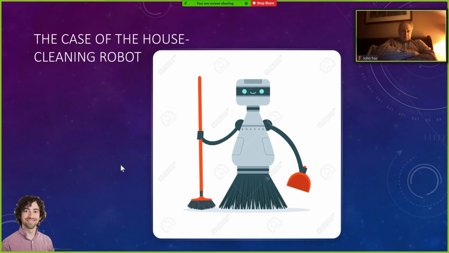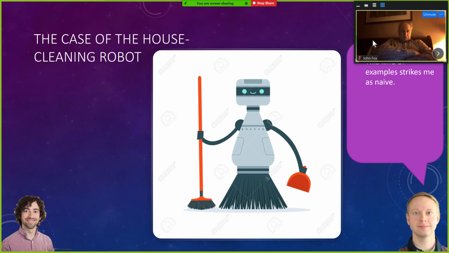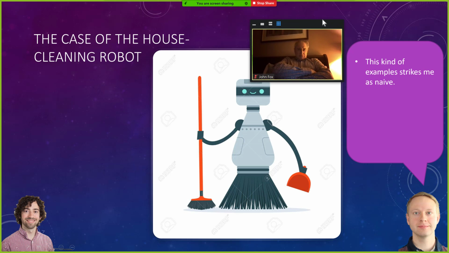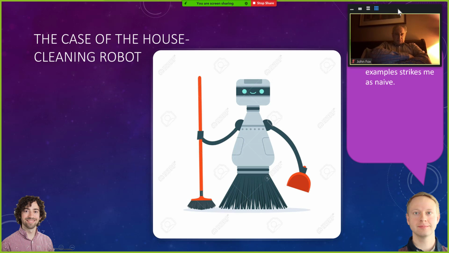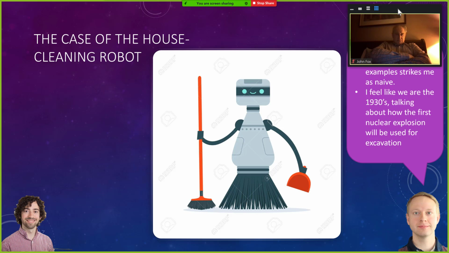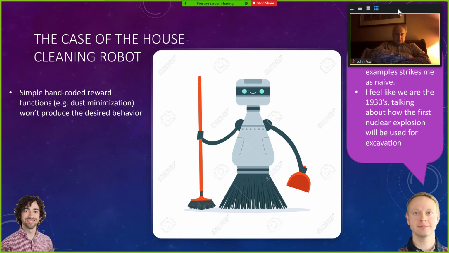Ben Garfinkel has an example of a non-process orthogonal system, which is the case of a house cleaning robot, and I'm not really fond of this kind of example. It seems awfully naive to me, in that if we imagine that there is some kind of international race for building AGI, and states put a meaningful percentage of their resources towards winning this race, then what will they use it for? They'll use it for strategic effects and not for cleaning houses. It feels very silly to talk about.